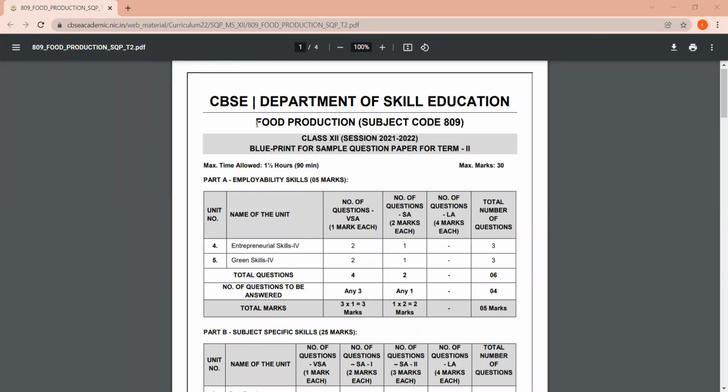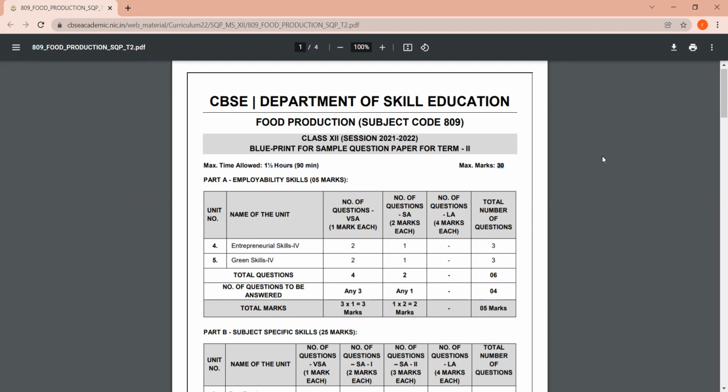Hello children. Today I'm sharing this sample question paper that's released by CBSE for the subject food production, and the subject code for this subject is 809. The paper will be for 1.5 hours and it will be for 30 marks.